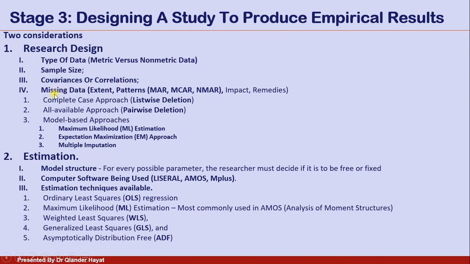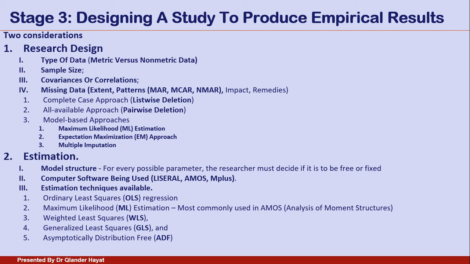And the fourth important thing is missing data. In terms of missing data, you have to analyze the extent of missing data and the patterns of missing data. Then you can judge the impact and remedies in terms of missing data.